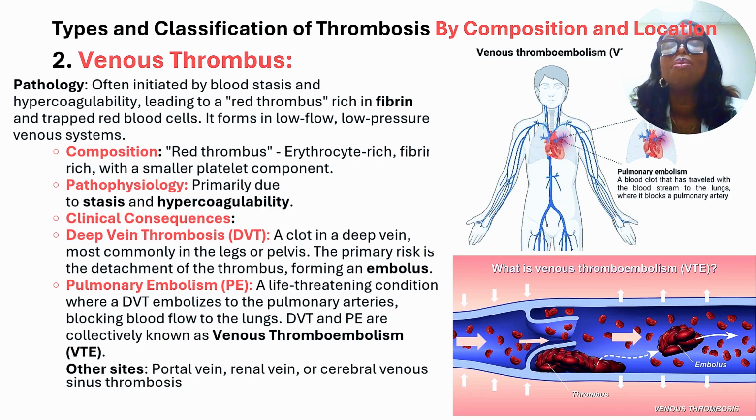So venous thrombus, unlike the arterial thrombus, is called red thrombus because it is rich in red blood cells and rich in fibrin, but low in platelets. While the arterial thrombus is called white thrombus because it is rich in platelets and low in fibrin and very low in red blood cells.